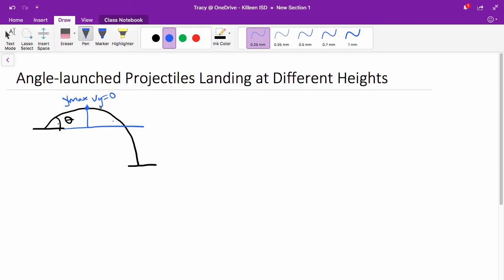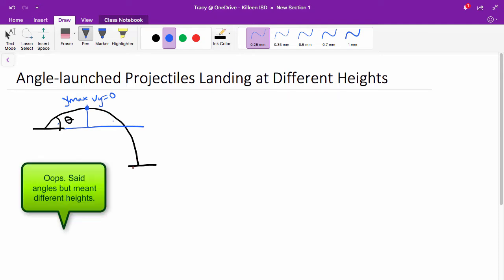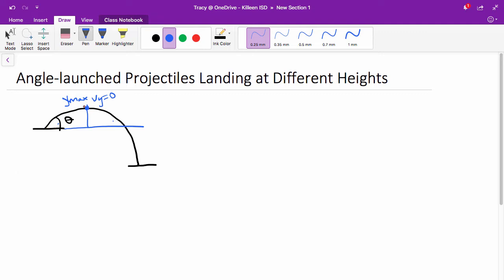But if they're going to different heights, essentially what you have is an angle launched problem to the middle, and then from the middle onward, you have a horizontally launched problem. So this kind of puts the two together. So we're going to make a chart for this as well, but it's going to be a little bit more complex.